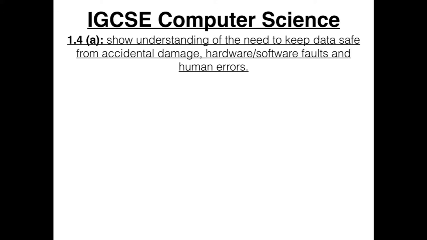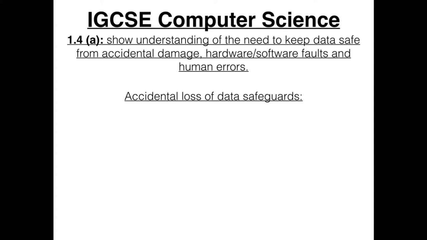So start with accidental loss of data. Accidental loss of data is when you accidentally lose data. An example could be if you're clearing out your computer to save some space, and then you accidentally delete a file which is important. Oh no.